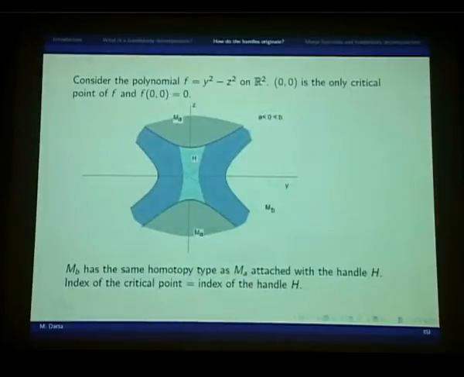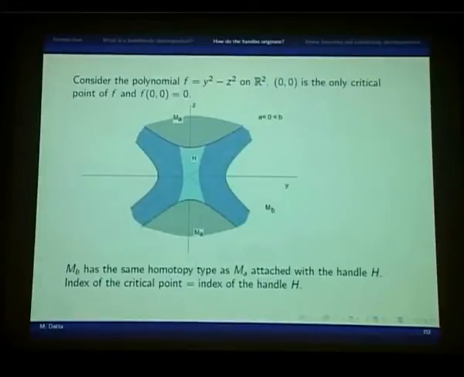Now you can see some change in topology, because MA to start with was a disconnected thing, and if you are looking at MA union MH, that is a connected object. So certainly the topology has changed.